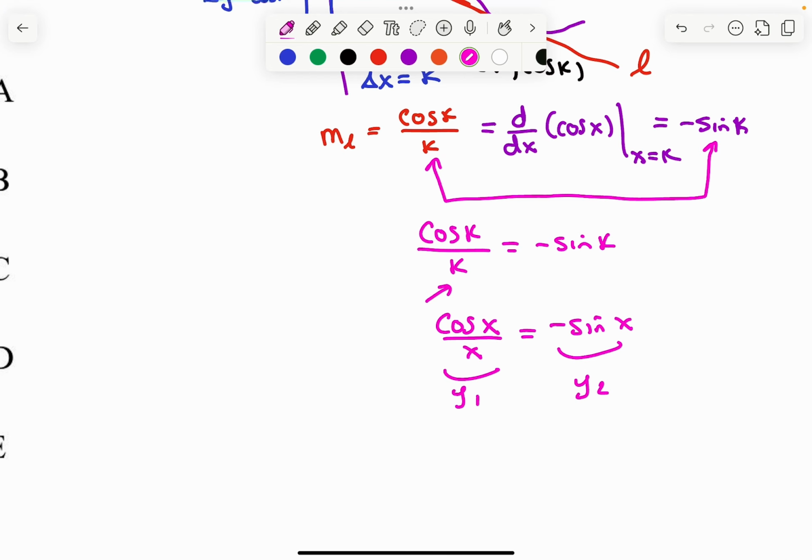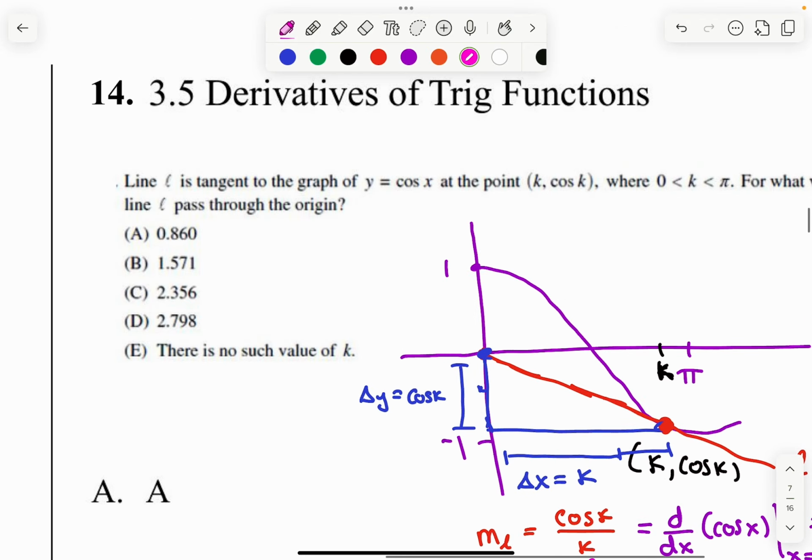Okay, so this tells us that k is equal to 2.798. And that is it.